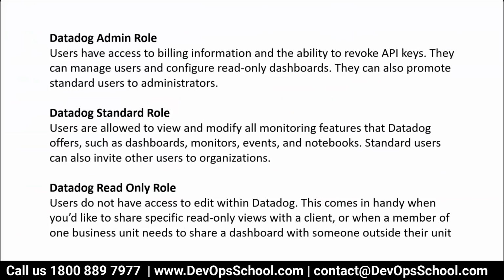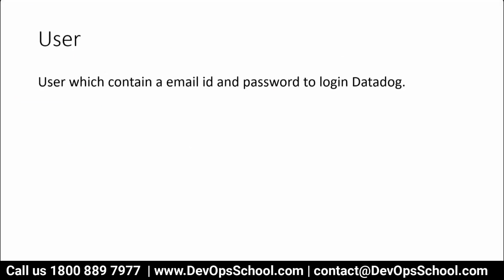So the admin role: users have access to billing information and the ability to revoke API keys. They can manage users and configure read-only dashboard. They can promote standard users to administrator. Standard role: users are allowed to view and modify all monitoring features that Datadog offers, such as dashboard, monitors, events, notebook. Standard users also can invite other users to the organization. The third one is the read-only role. So accordingly, you have this.